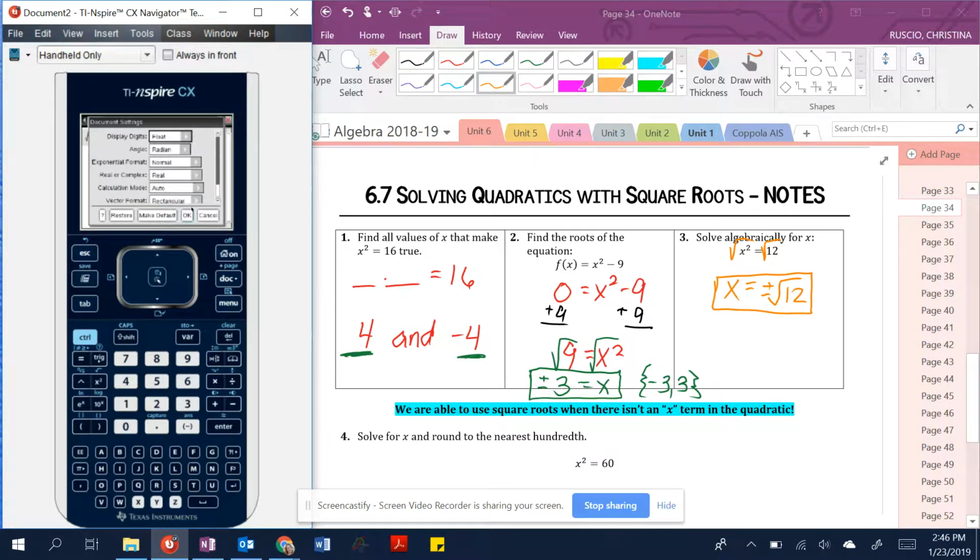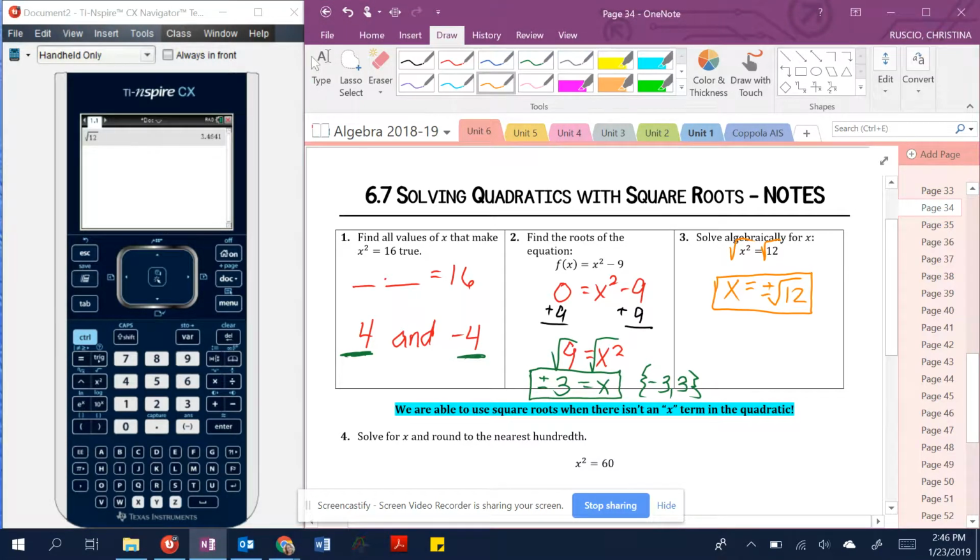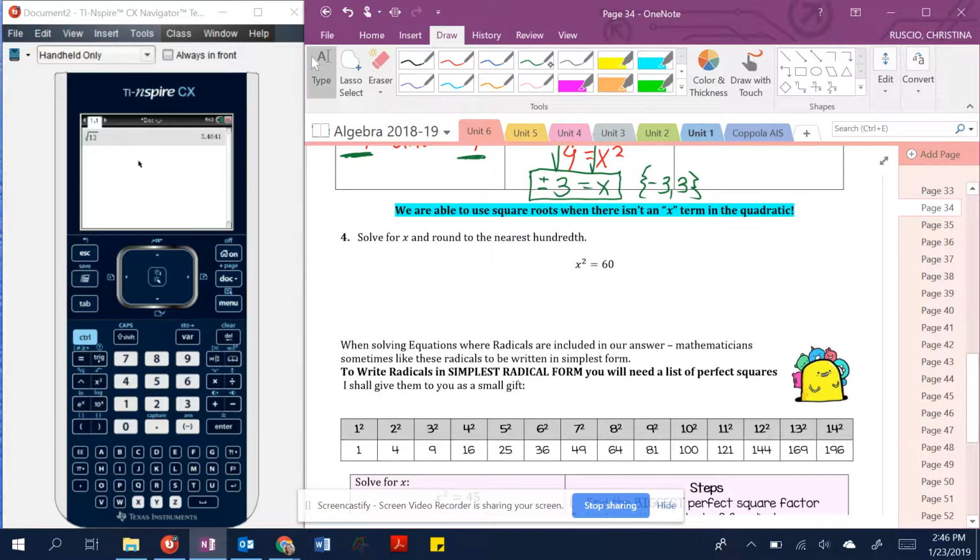So that being said, let's talk about what we can do from here on out. We can use square roots when there is not an x term. So what do I mean by that? If we had x squared plus 2x minus 7 equals 0, we would not be able to use this method because of that term right there in the middle.